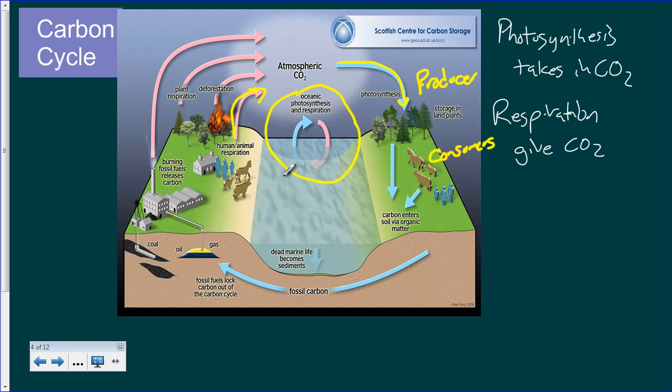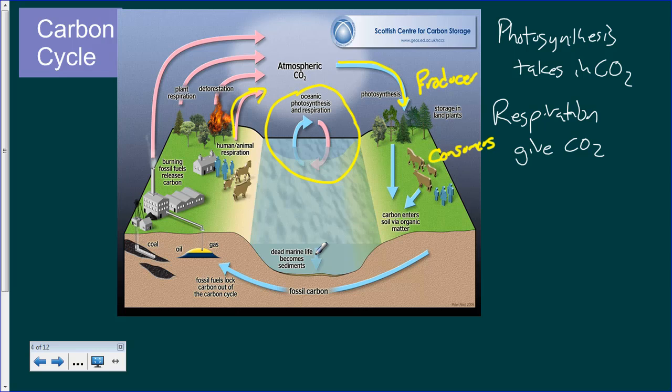Other organisms are going to eat them. They're going to respire and give off CO2. Even though we don't think sometimes of oceanic organisms as giving off CO2, they do. They have a normal respiration process. It's just not in the form of gas phase. It's dissolved oxygen, dissolved CO2, all of those things.